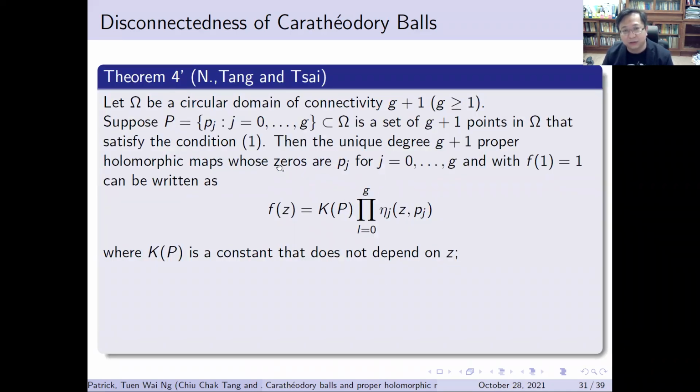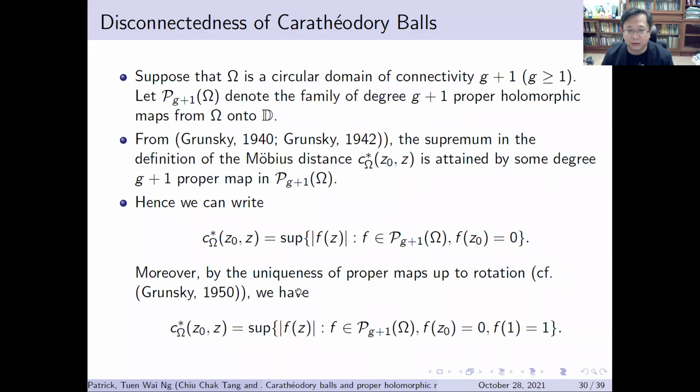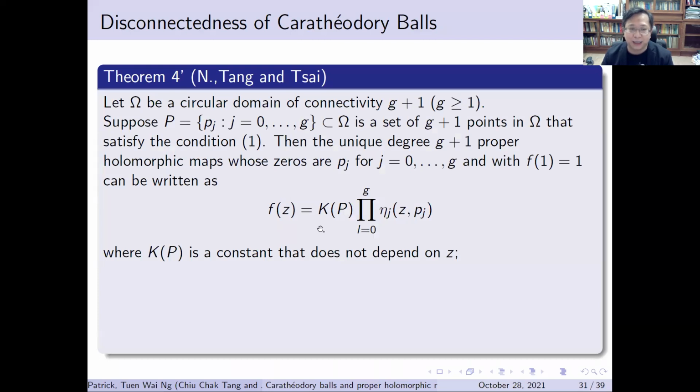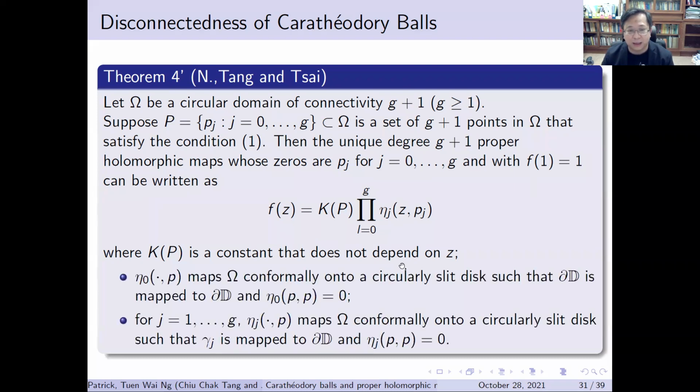Then we need to make use of Theorem 4, a special case of it. For us, we are only interested in degree g plus 1 proper maps, and therefore that kind of proper map has a simpler expression, which is given by this finite product here. Here you have g plus 1 factors, and eta j are just the conformal maps from circular domain to circular slit domain. Of course, we assume those p_j satisfy the harmonic measure condition. We are going to make use of this expression very soon.